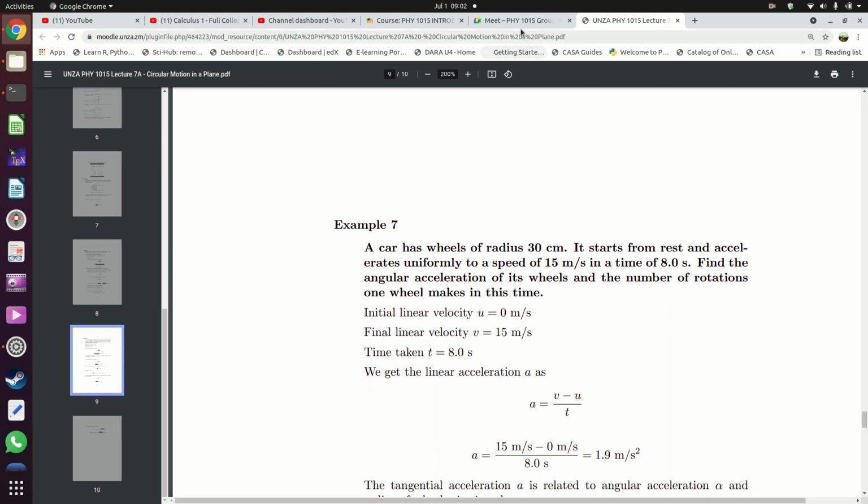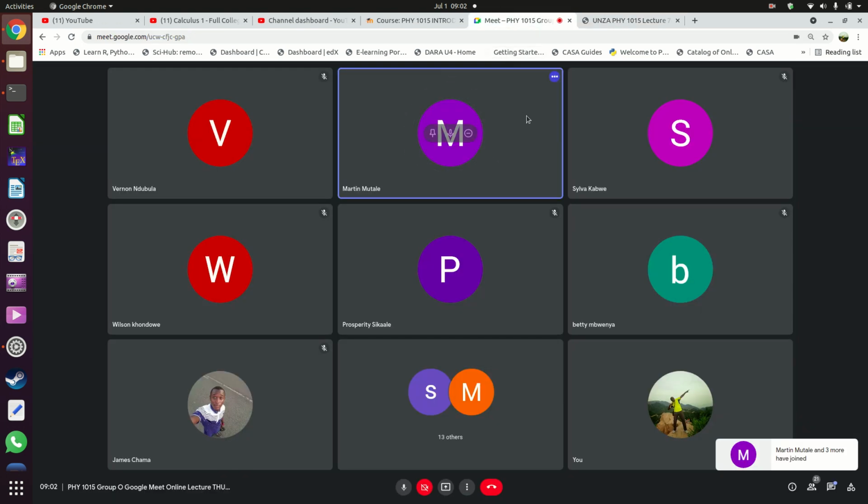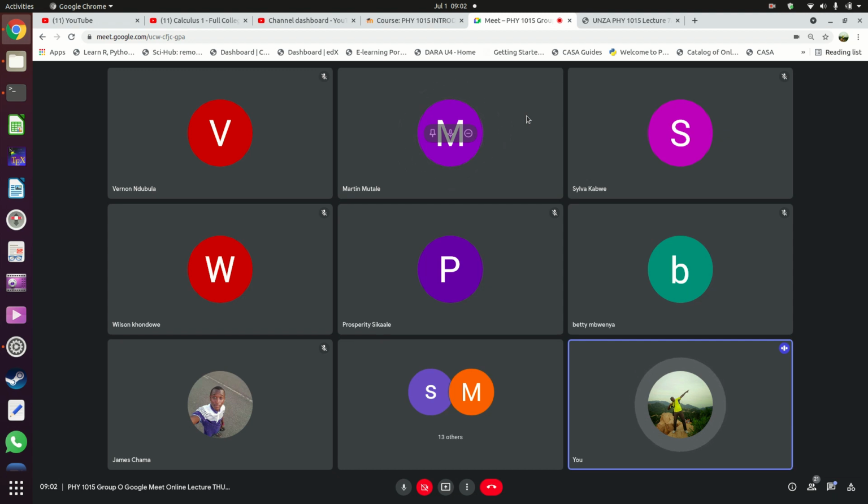Is simple harmonic motion part of our syllabus? Yes, simple harmonic motion comes later. It is a special type of motion which we use to describe waves. So waves come later on, probably sometime in August or September. But yes, it's part of the syllabus.